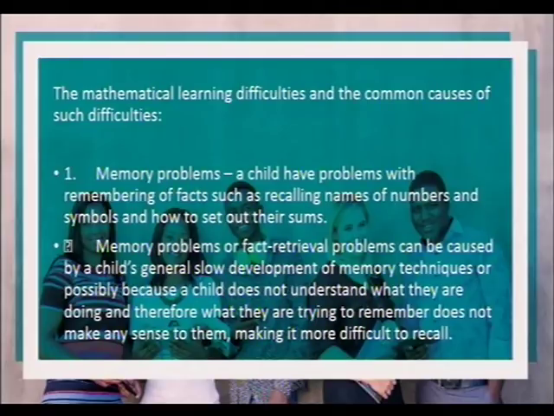Now, this is caused by a child's general slow development of memory techniques, or possibly because a child does not understand what they are doing, and therefore trying to remember does not make any sense to them, making it more difficult to recall. Because the general development of this child is very, very slow, even just remembering the names of the numbers, the child cannot recall at all. This is a memory problem.